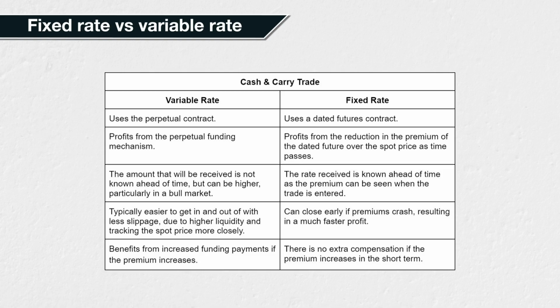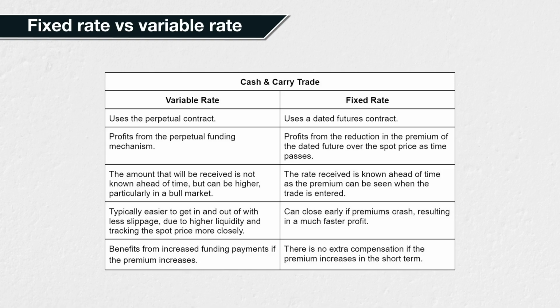spot market. The funding payments received will vary over time, and there is no way to know for sure how much these will be ahead of time. Whereas the premium we lock in with the fixed rate can be seen even before the trade is opened. Perpetual contracts are hugely popular in cryptocurrency derivatives markets, and as such usually have the best liquidity. This, coupled with the fact that they usually track the spot price much more closely than the dated futures, means that it is usually easier to get in and out of positions in the perpetual without much slippage.